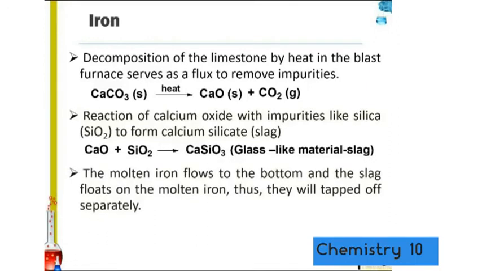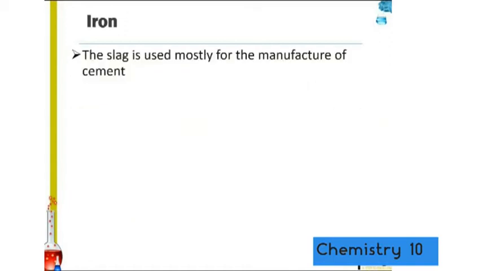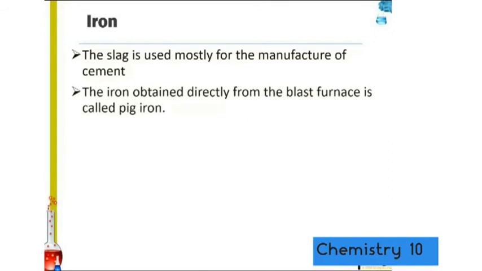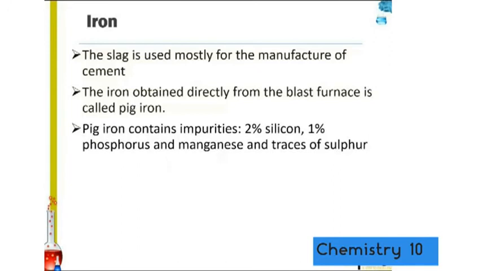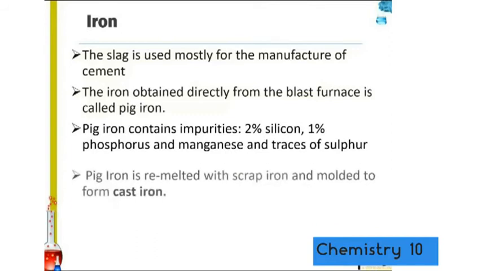As the molten iron flows to the bottom and the slag floats to the top, we can therefore tap off each of them separately. The slag can then be used for further processes such as the manufacturing of cement. The iron obtained directly from the blast furnace is called pig iron. Pig iron contains a number of impurities such as 2% silicon and 1% phosphorus, manganese, and traces of sulfur.